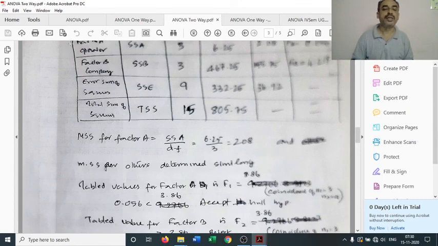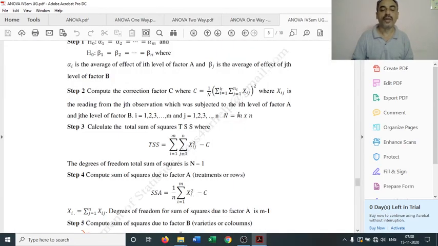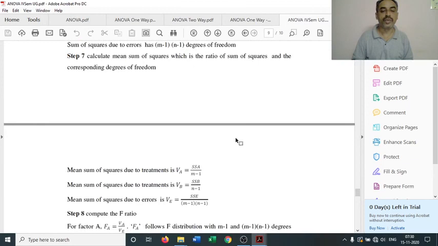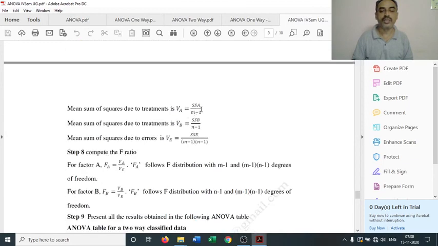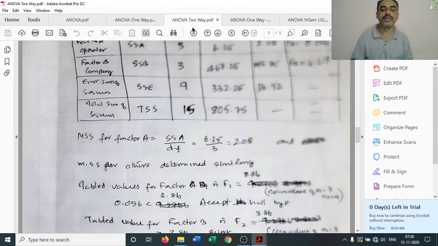So we can see that in the steps of ANOVA, VA is SSA divided by its degrees of freedom, and then we take VA by VE here and VB by VE here, that is FA and FB. Now next we have the values. The values are 0.056 and 4.219. You can see the values here.